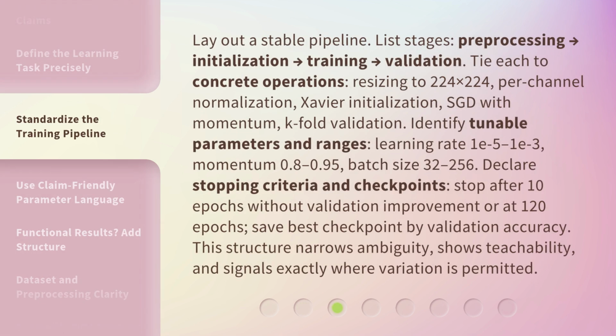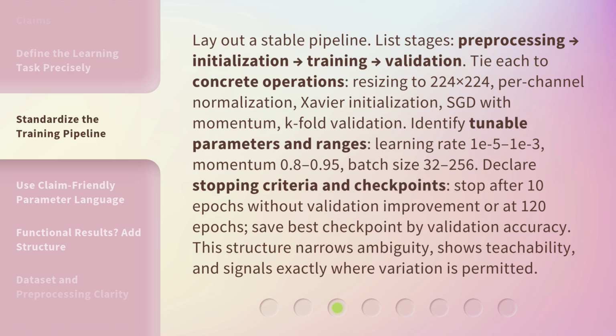Lay out a stable pipeline. List stages: pre-processing → initialization → training → validation. Tie each to concrete operations: resizing to 224 × 224, per-channel normalization, Xavier initialization, SGD with momentum, K-fold validation.